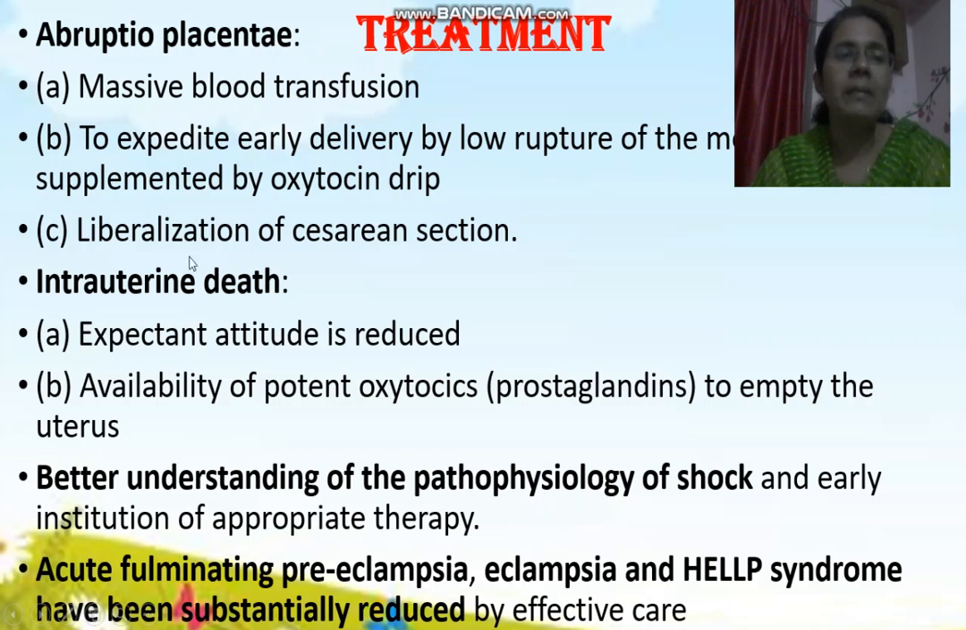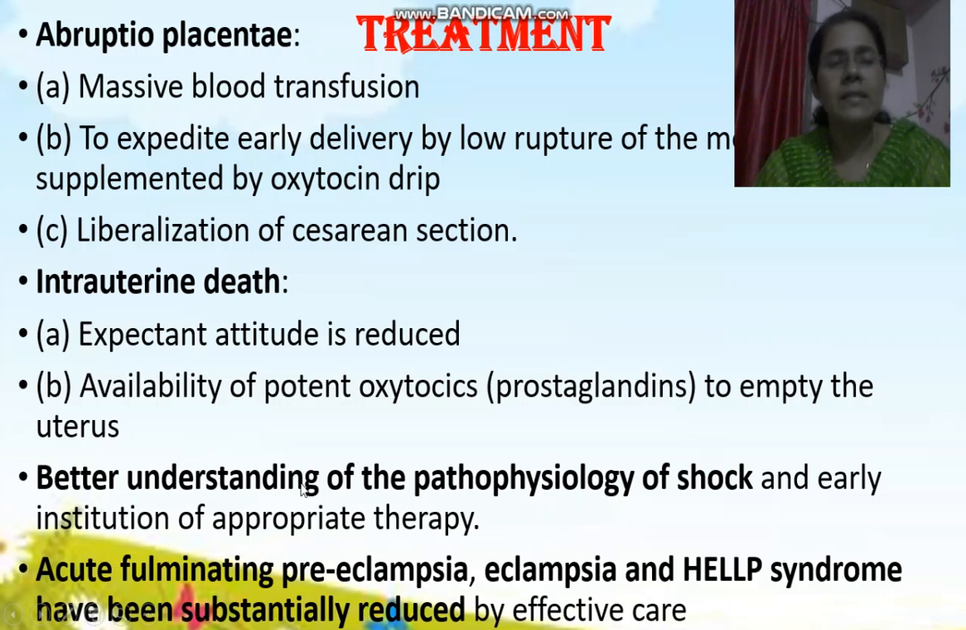And next is liberalization of the cesarean section. We can do the cesarean section and take out the baby. If there is intrauterine death, we explain the dead fetus, expectant attitude is reduced. We should not wait for the baby to come out. We have to ensure availability of potent oxytocics to empty the uterus. So we can provide some oxytocics, that is prostaglandin, and make the baby come out. We can go on to deliver the baby.